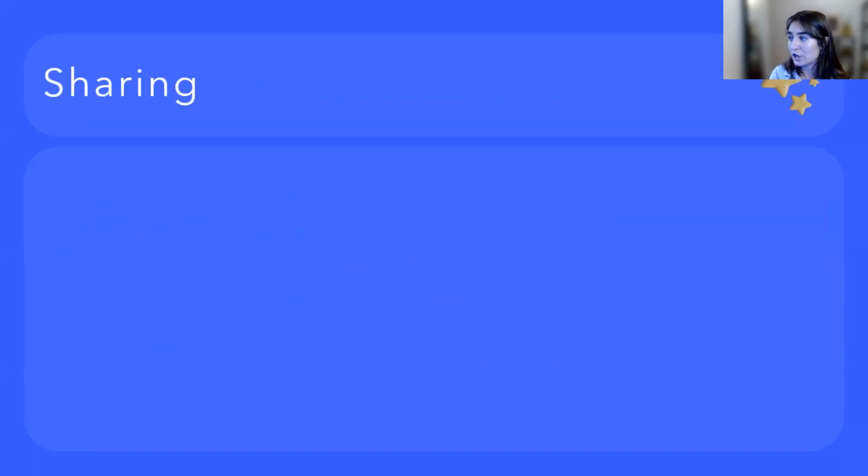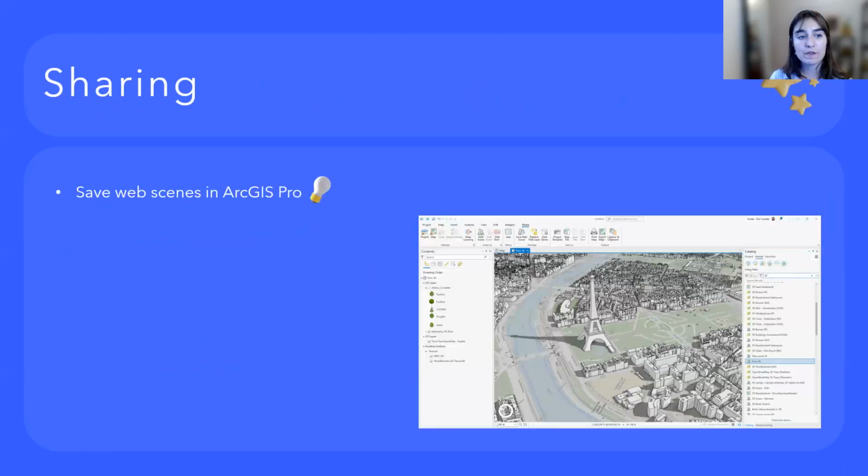Then in terms of sharing, a big enhancement has to do with web scenes. This is something that you've been able to do in Pro with web maps for a while now, but now you can save web scenes in ArcGIS Pro. So what that means is you can update an existing web scene in ArcGIS Pro, and then you can access it in ArcGIS Online or your portal. You can also publish, for those that maybe work with voxel data, a voxel scene layer in a local scene to ArcGIS Enterprise or any later version.